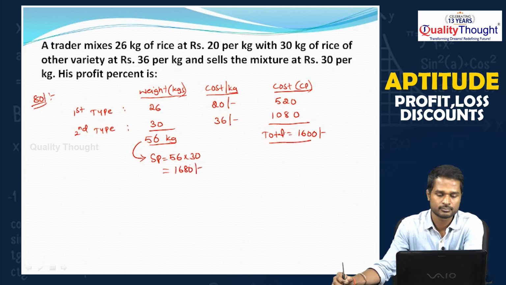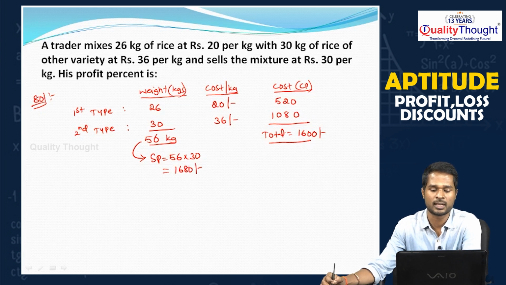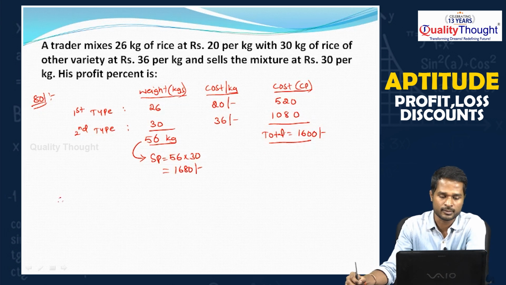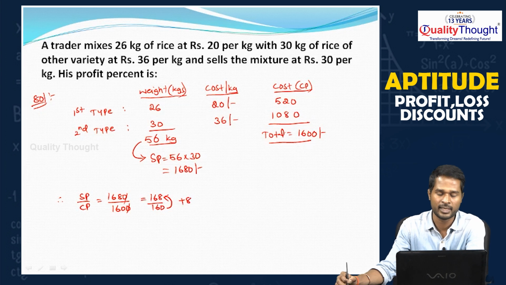1680. Okay, 3 sixes are 18, 3 fives are 15 plus 1 is 16. So, the total selling price is 1680, and the total cost price is 1600 rupees. So, right here the selling price by cost price, selling price is 1680 and the cost price is 1600. So, zeros will cancel, it is 168 by 160, that means from here to here it is increased by 8.